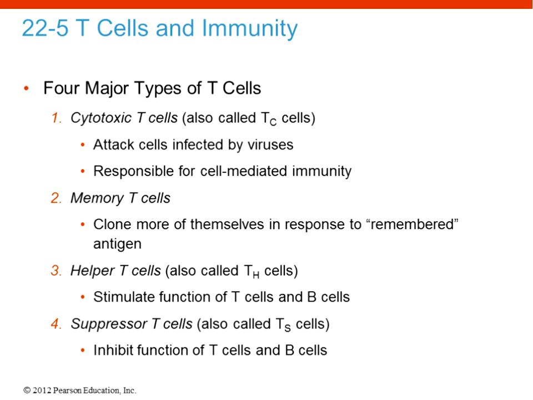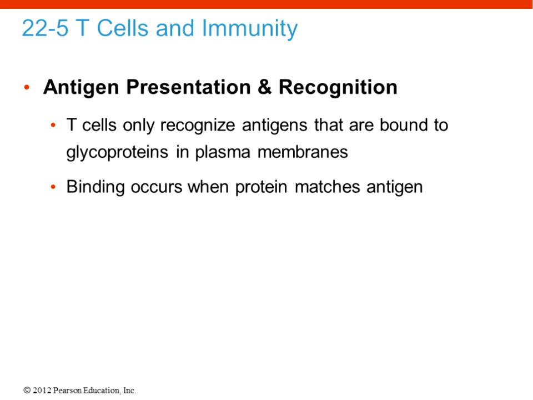All right, so we'll do the T cells first. We've already talked about some of this a little bit already. The major types of T cells: cytotoxic, memory, helper, and suppressor T cells.